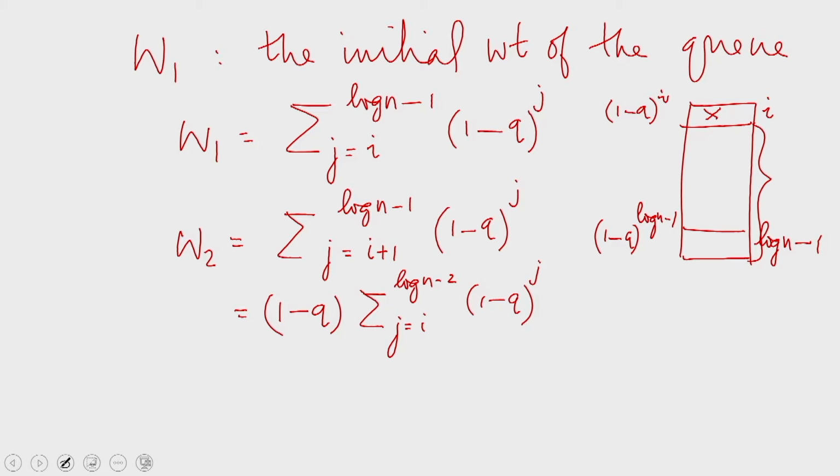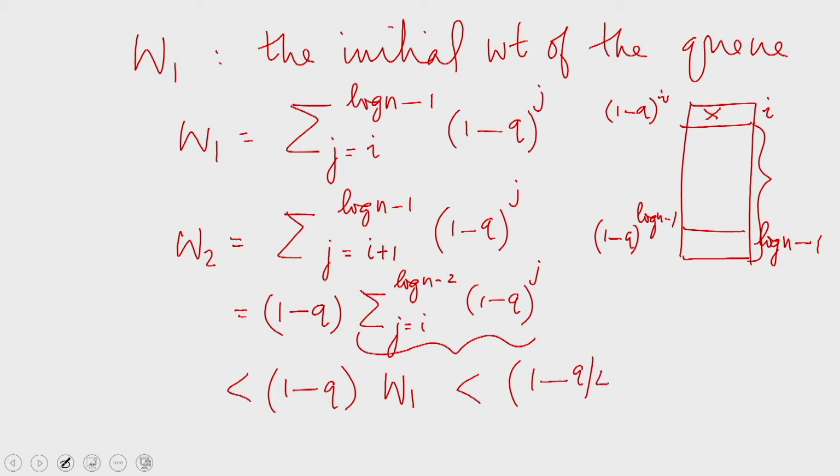the summation. But we find that this quantity is less than W1, because the summation is from I to log n minus 2, whereas in W1 the summation is from I to log n minus 1. Therefore, this quantity is less than W1. So, we can say this is nothing but less than (1 minus q) times W1. So, W2 is at most (1 minus q) times W1, which is in turn less than (1 minus q by 4) times W1.